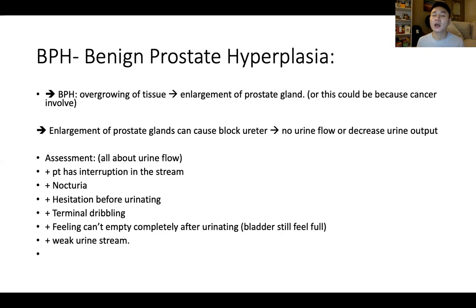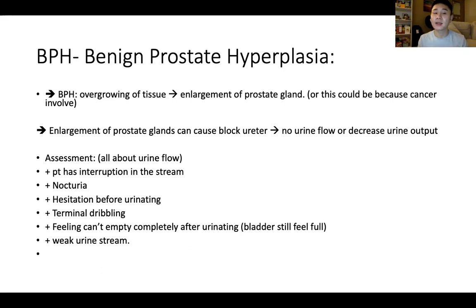Enlargement of the prostate gland can cause a blocked urethra. So you guys have to think like this. The prostate is literally right below the bladder, and the urethra is the connection from the bladder to the outside. When the prostate is enlarged, it can obstruct the flow of urine from the bladder to the urethra. Therefore, it will cause a decrease in urine output because the urine does not flow out of the bladder, as it is obstructed by the enlargement of the prostate.